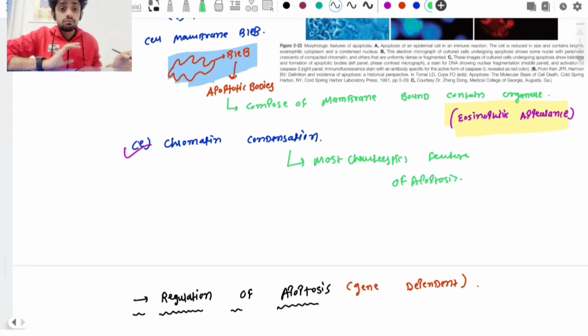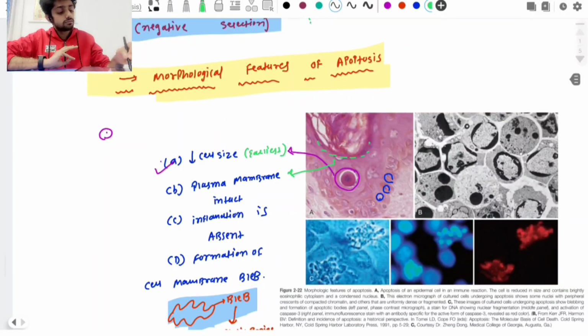So if a question comes, what is the most characteristic feature of apoptosis? It is chromatin condensation. So guys, once again, revise this. What are the 5 morphological features of apoptosis?